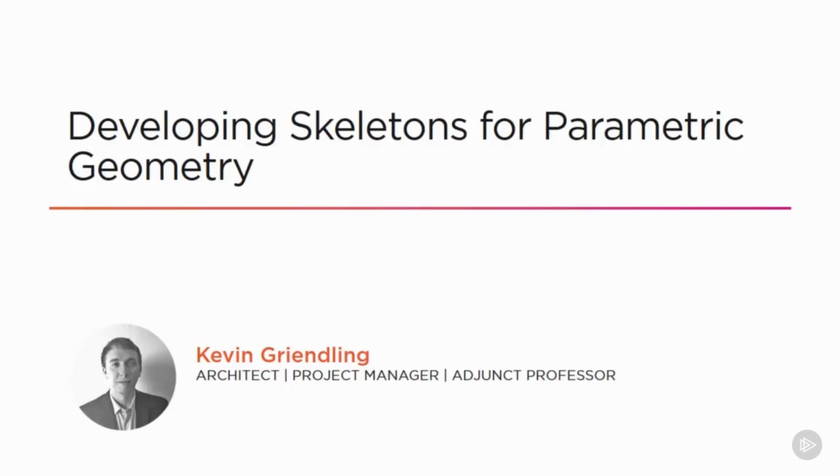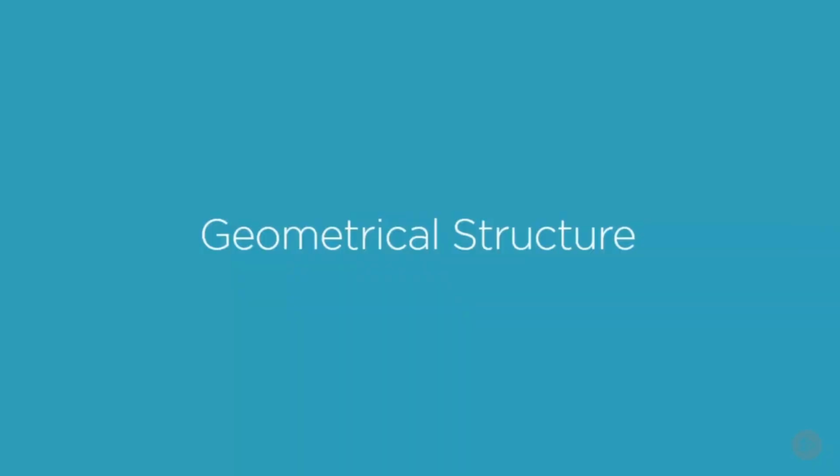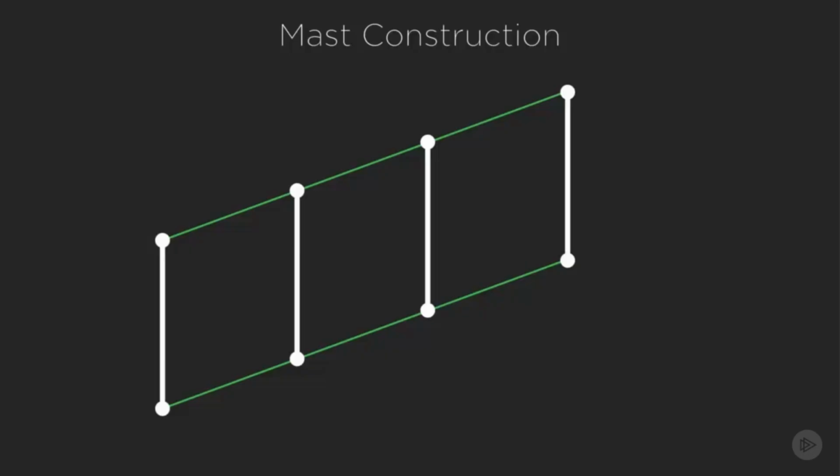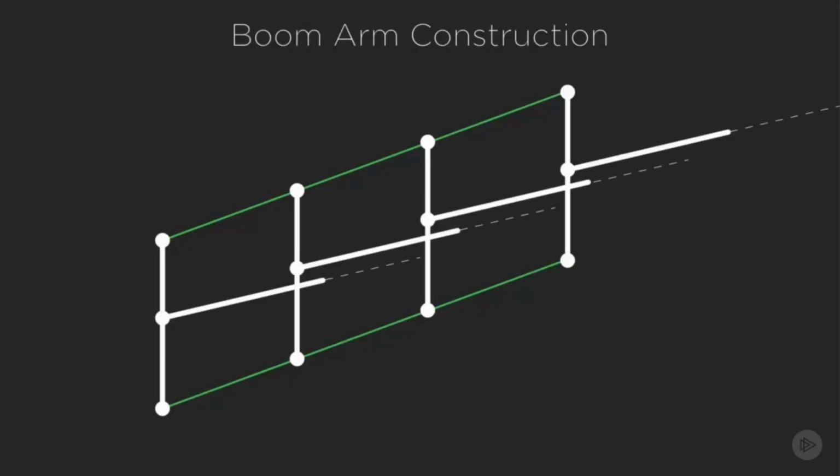Welcome back to Module 3, entitled Developing Skeletons for Parametric Geometry. In this module, we have a number of videos that walk us through how to structure the creation of geometry in Dynamo. Using the geometries of points, lines, and planes, we'll establish a skeleton upon which we can begin to build an actual architectural structure.